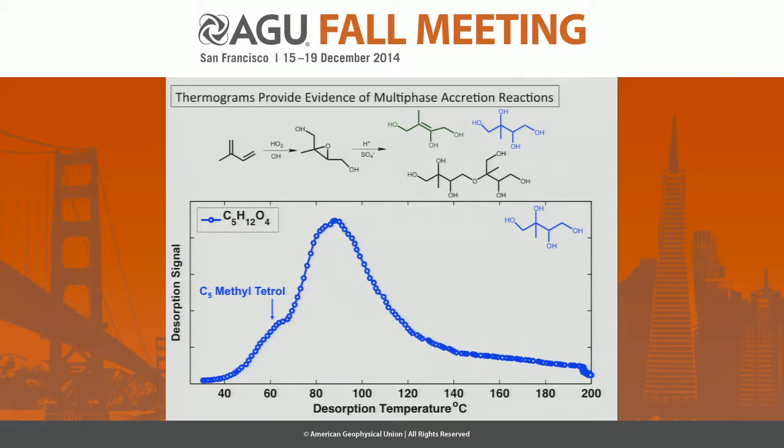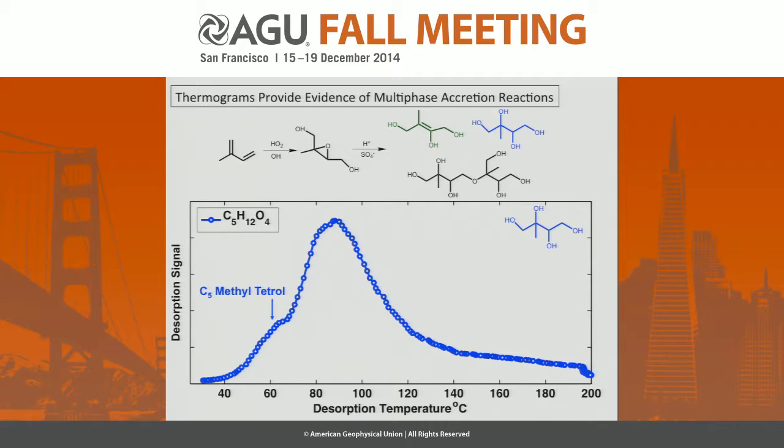So when we look at the desorption profile for, remember this is a high-resolution ion composition, so it's this elemental formula clustered with iodide that we're detecting. So we basically know how it's being ionized, and we know that it's this formula. What we see is we see 2 peaks. One that's coming off at about 60 degrees, which is very consistent with a methyl tetrol desorbing from the aerosol.